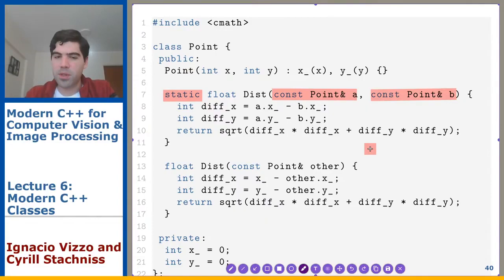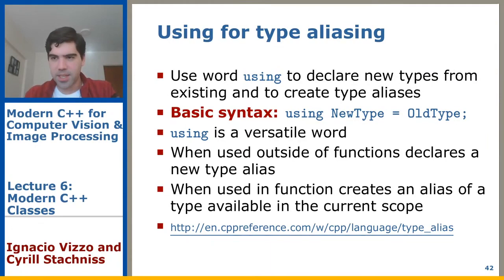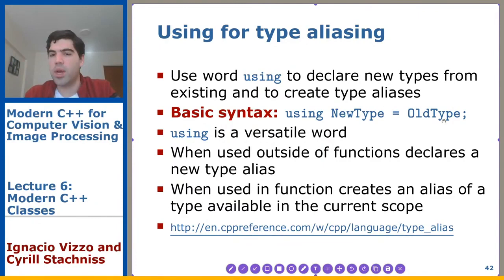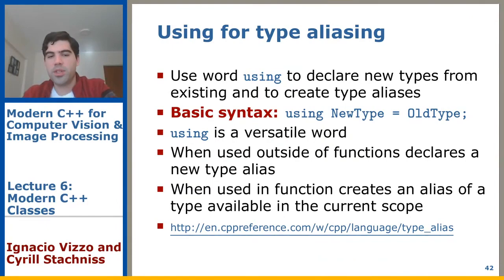And lastly, there's this using keyword that is replacing the typedef from C. Ideally, you should not be using typedefs for some reasons, but with this you can create a type alias. We saw some examples in the homeworks, but basically the syntax is using, then the new name, and you mark the old type. For example, using VectorFloat equals std::vector<float>, right? This using word is quite versatile, so you can use it for namespaces and for types. And when used outside of functions, it declares a new type alias.